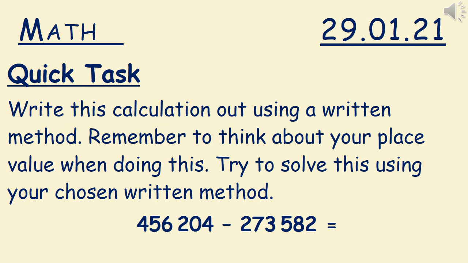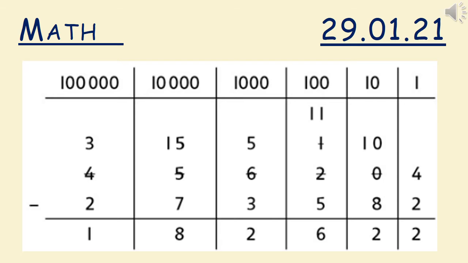Time for a quick task. Write this calculation out using a written method, and remember to think about your place value when you do this. Try to solve this using your chosen written method. So it should look like this, with the larger number on top and the smaller number underneath, making sure that our place values are correct.